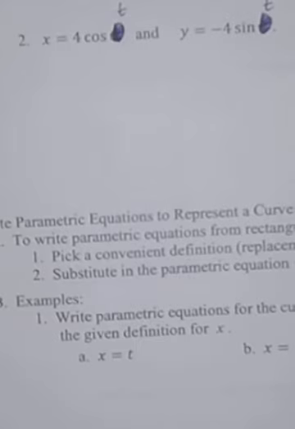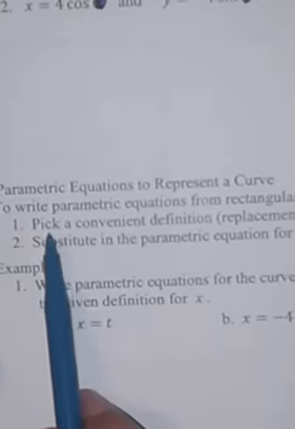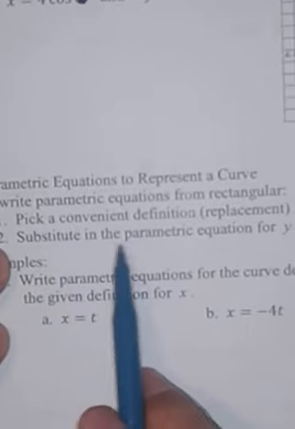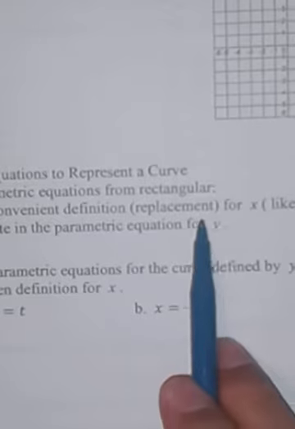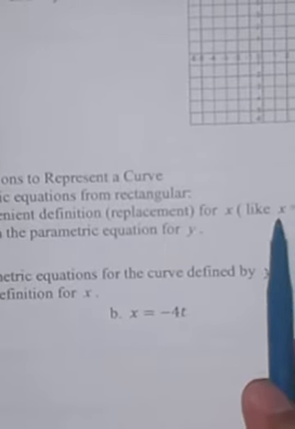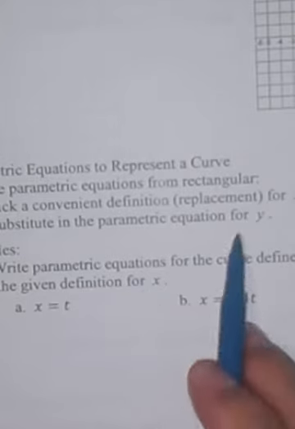Let's take a look at part 3, writing parametric equations to represent a curve. So to write parametric equations from a rectangular equation, pick a convenient definition, aka replacement, for x, like for example x equals t, and then substitute in the rectangular equation to get the parametric equation for y.